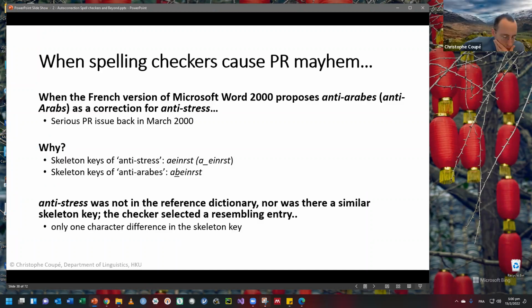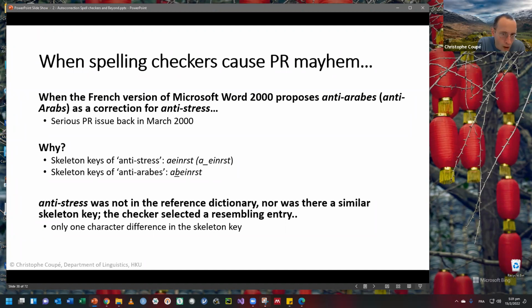I will give you a very interesting story, some sort of PR, public relations mayhem. More than 20 years ago, you had Microsoft Word 2000 at that time. When you had the French version of Microsoft Word, if you typed anti-stress as a word, Word would propose a correction. And the correction was anti-Arabs. You can imagine that if you type something about stress on your computer, and the computer tells you that the solution for your stress issue is to be against Arabs, it doesn't look very good for Microsoft. So that was a problem when that was found.